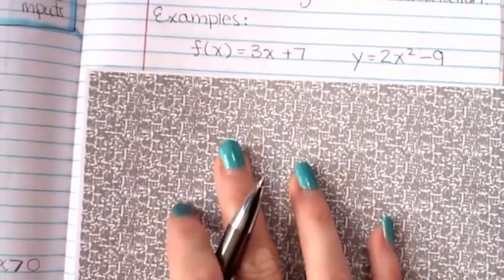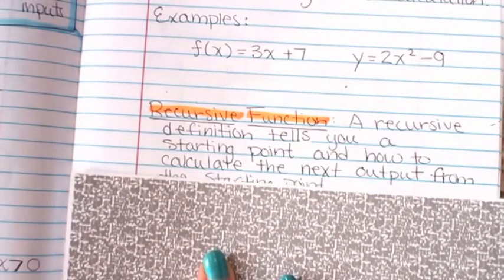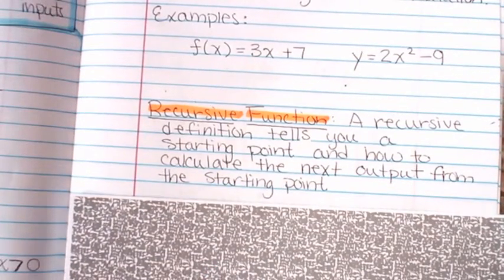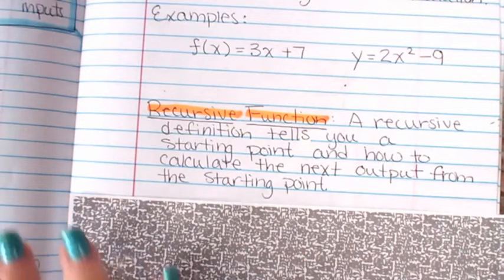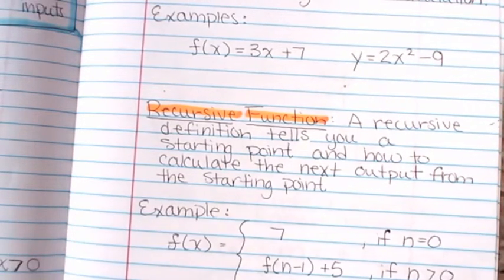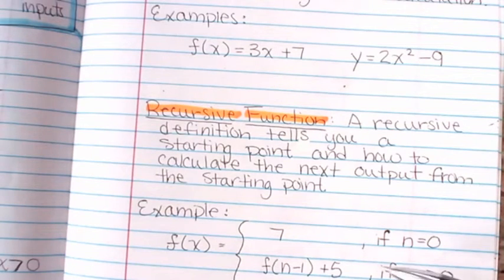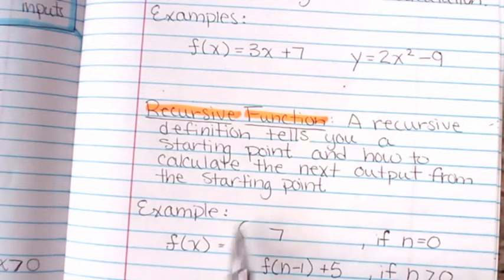In contrast, we could talk about recursive functions. So a recursive definition tells you the starting point and how to calculate the next output from the starting point. So an example of a recursive function would be this example here. We're always going to start with our f of x equals, and then we'll have this squiggly bracket which tells us there are multiple parts to this definition.